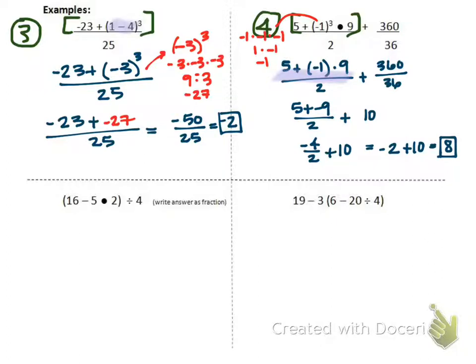Let's take a look at a few more examples, and then we'll have you try some on your own. So our next example is example number 5, right down here. And it has fewer parts to it.